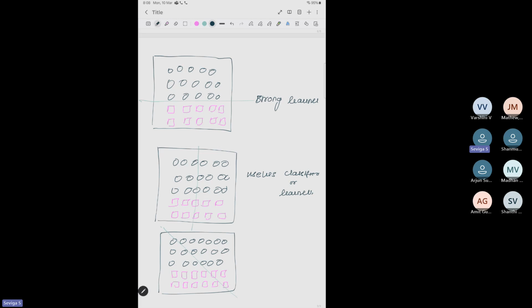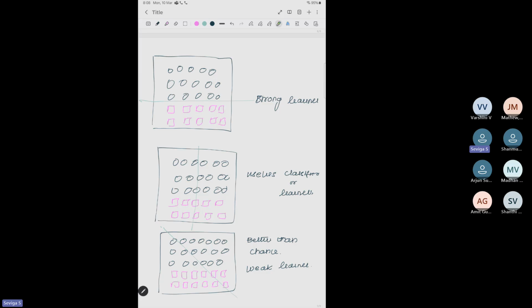But if you look at this one, this is slightly better than this one. Why is it slightly better? It is also a useless classifier, but it is slightly better than this, because it has a slight tilt so that for the majority it is better than chance. So this is called a weak classifier or a weak learner.